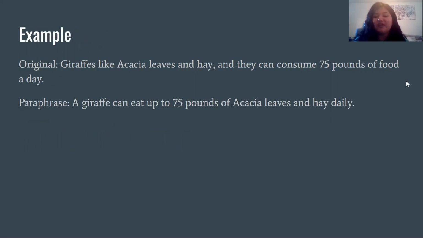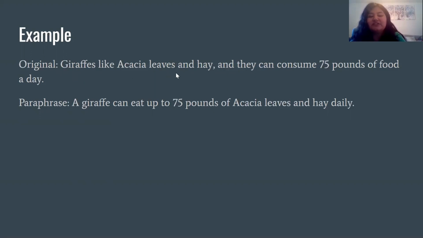So an example that I have is, the original sentence is: giraffes like acacia leaves and hay, and they can consume 75 pounds of food a day. So that's our original sentence. And the paraphrase sentence is: a giraffe can eat up to 75 pounds of acacia leaves and hay daily. So do you see how that still includes the main points and the subpoints? And it still includes everything that the original sentence was talking about, but it's different. In this one, they're expanding on it a lot more.